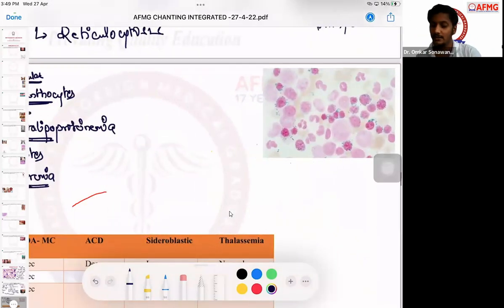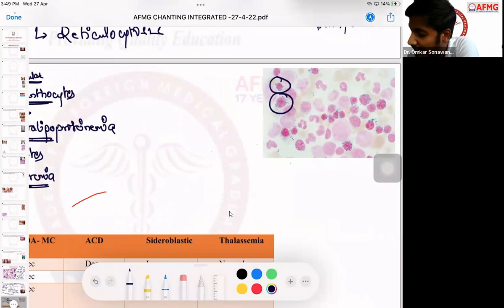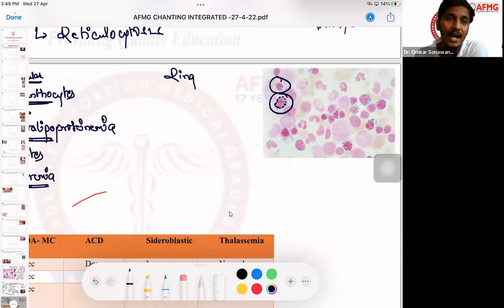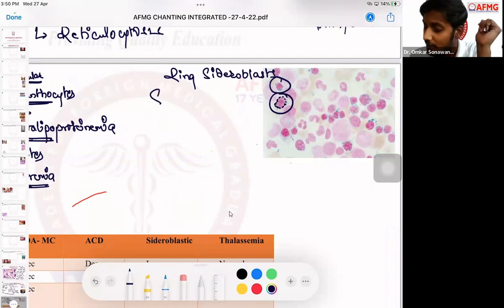Then talking about this picture, this peripheral blood smear, here you can see the RBCs are having bluish spots, some bluish deposits in a ring-like fashion. If these bluish deposits are iron deposits, then these are called ring sideroblasts. And on a peripheral blood smear, if we are able to see ring sideroblasts, it is definitely a feature of sideroblastic anemia.